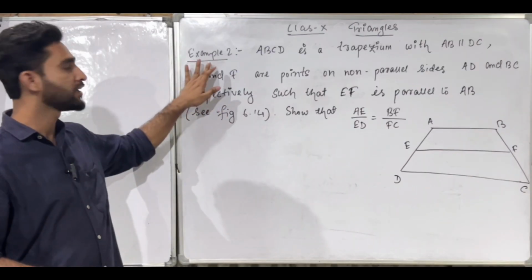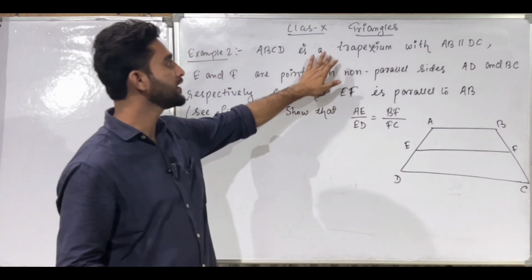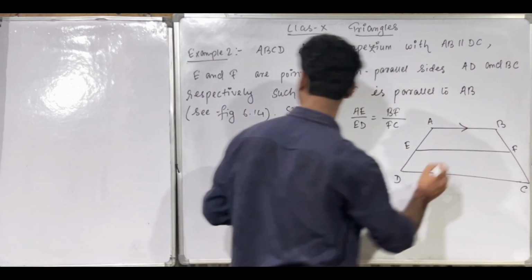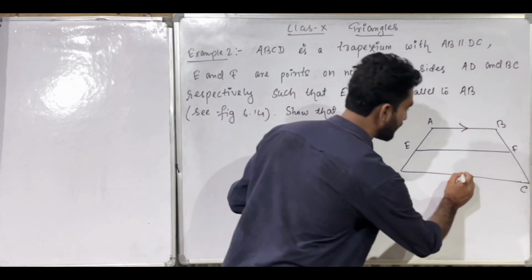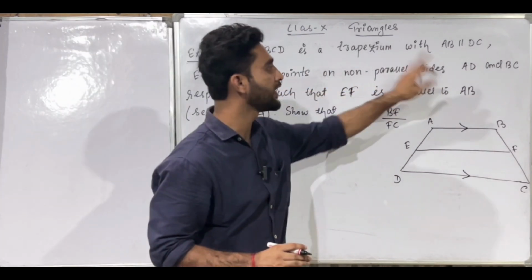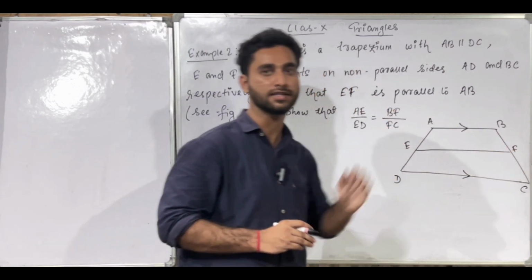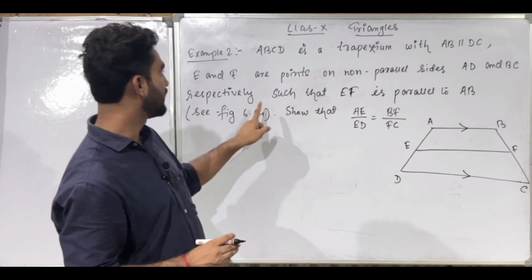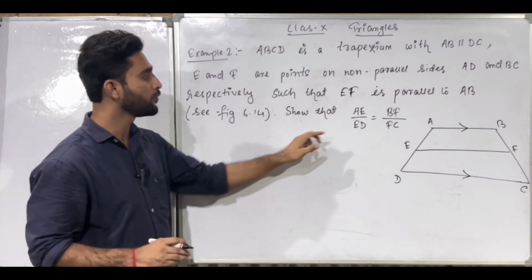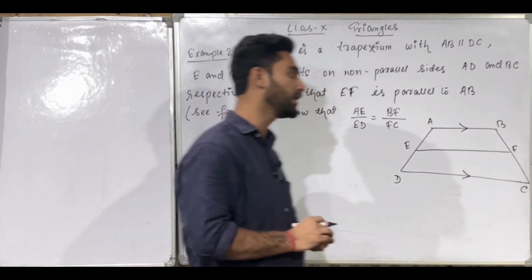So this is our NCERT example number 2. One trapezium is given. In this trapezium, AB is parallel to DC, given. The figure, figure 6.14, is also given. AB is parallel to DC, and E and F are points on the non-parallel sides AD and BC. So the AD side and the BC side are the non-parallel sides of the trapezium. And this EF is also parallel to AB. What we have to prove is AE divided by ED is equal to BF divided by FC.